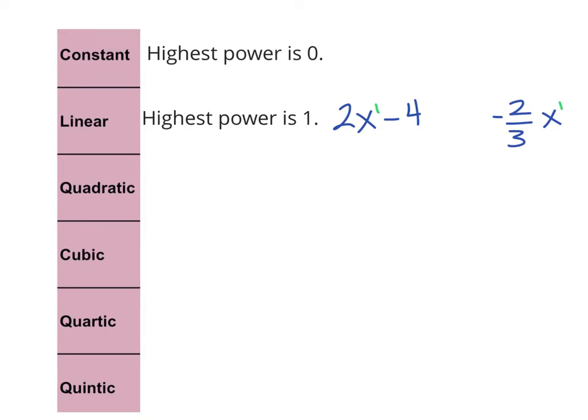The constant in this first example here would be the -4. So there are 2 terms in this example. The highest power of the x is 1, so it's called a linear polynomial.